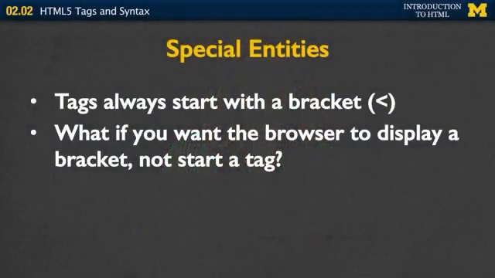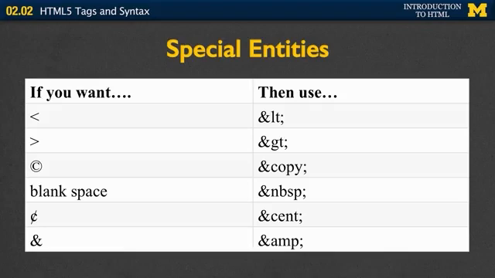Okay, so one of the things I told you was that tags always start with a bracket, which is fine. That's very easy to figure out. And the browser knows whenever it sees a bracket, it shouldn't display the content. It should do something fancy. So what do you do if you want the browser to display a bracket and say, hey, this isn't a start tag? Well, then you're going to use special entities.